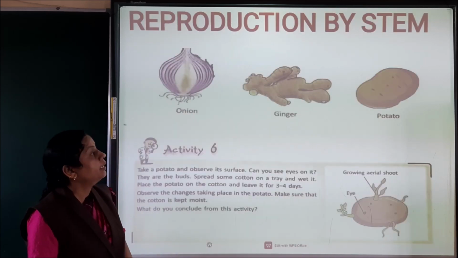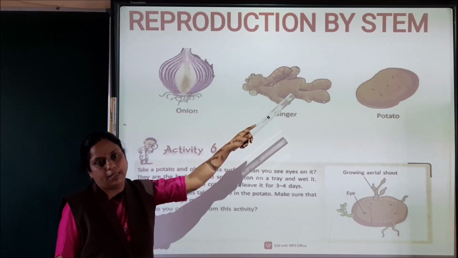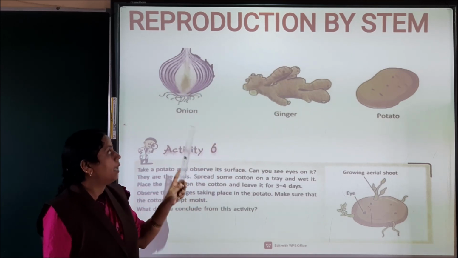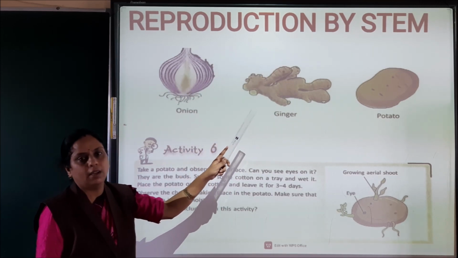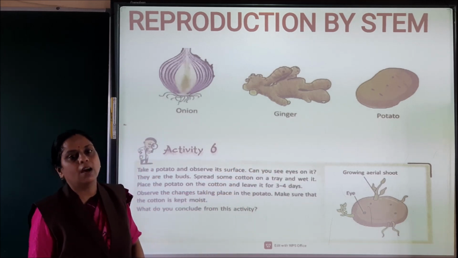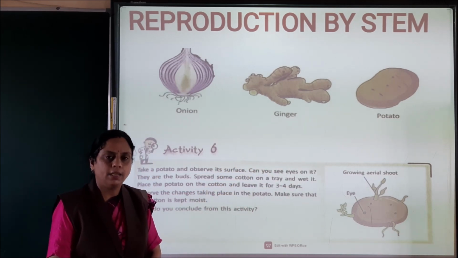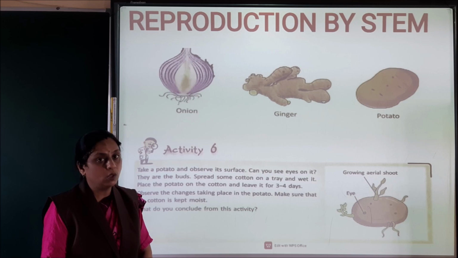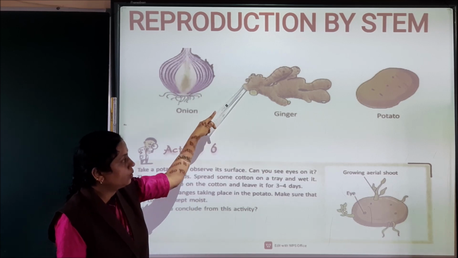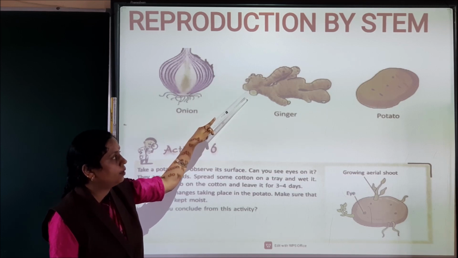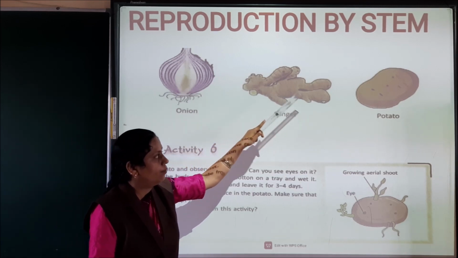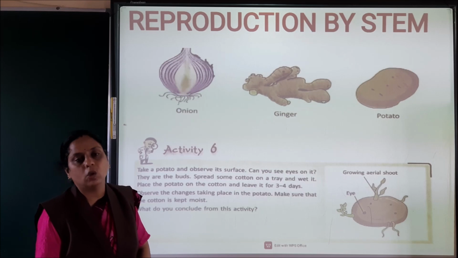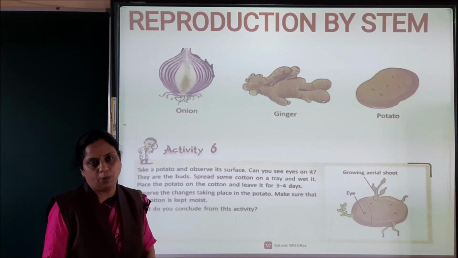Now, next is reproduction by the stem. For example, onion, ginger, potato. All these are underground stems, and when planted in the soil, they give rise to a new plant, and they also store food inside them. Can you see this part? These are the buds. And when these are planted in the soil, they give rise to a new plant.